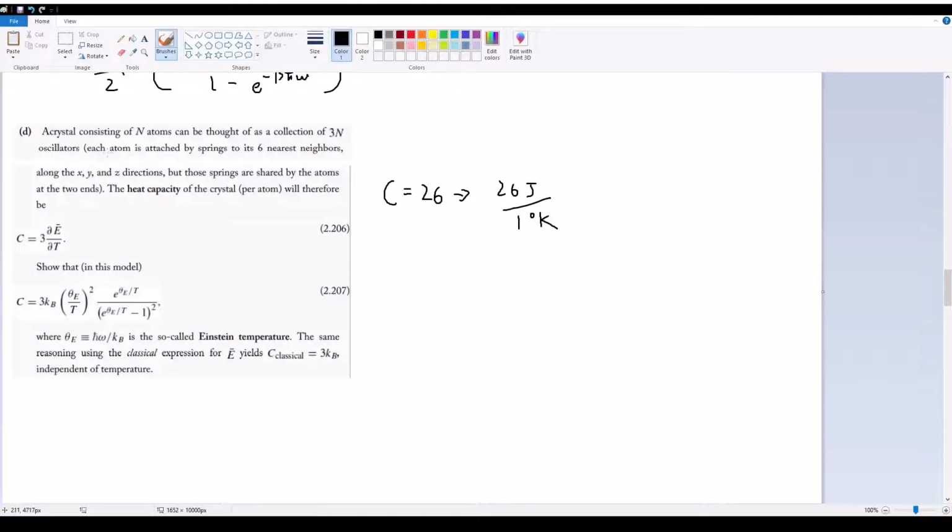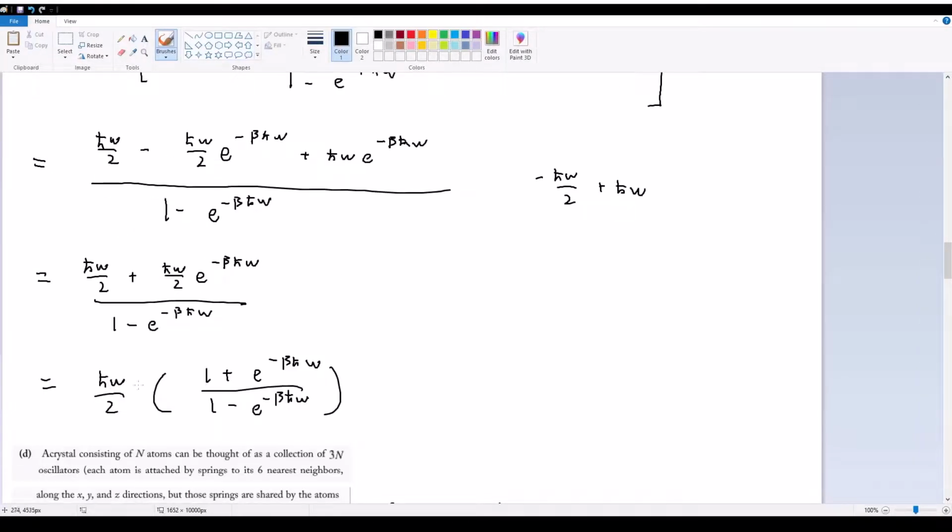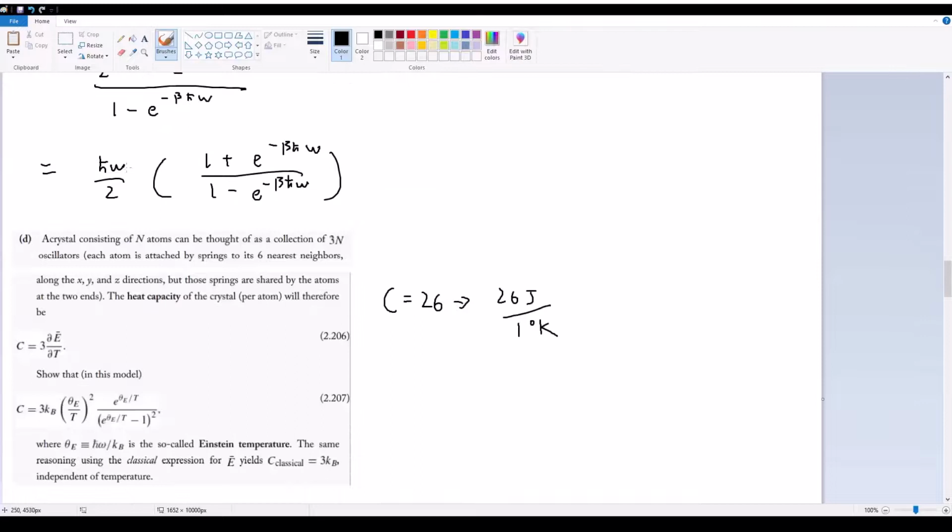So in this case, since we have the average energy defined by this, we could say that for a single harmonic oscillator, so C of quantum harmonic oscillator, this is just equal to the partial derivative of the average energy we found up here with respect to temperature, because this gives us the rate at which energy changes with respect to temperature, which is therefore the amount of energy that is required to raise temperature by 1 degree.